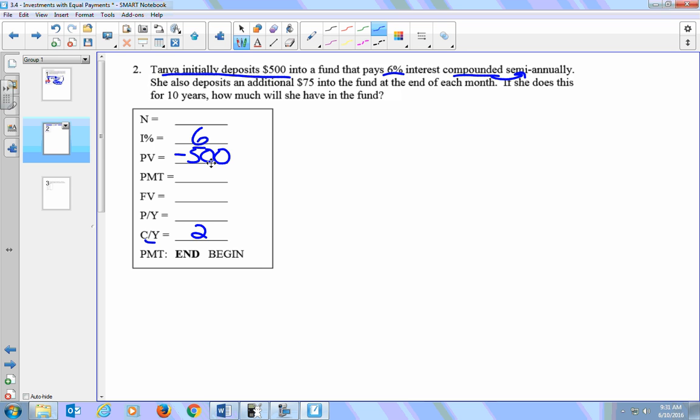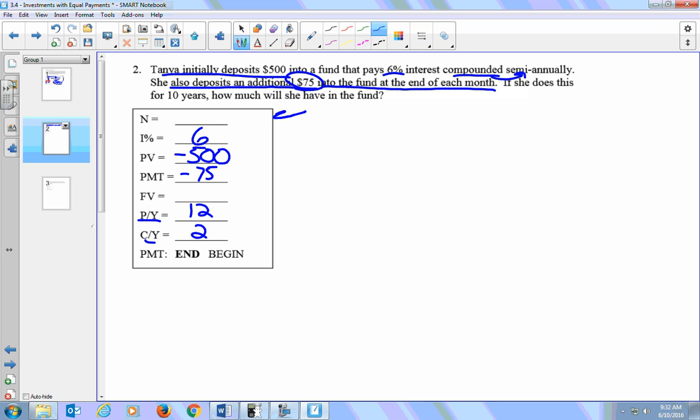She also deposits an additional $75 into the fund at the end of each month. So that tells us what her regular payments are. So if it's at the end of every month, her payments per year is 12, and her payment amount was 75, so we write negative 75 because that's what's coming out. Okay.